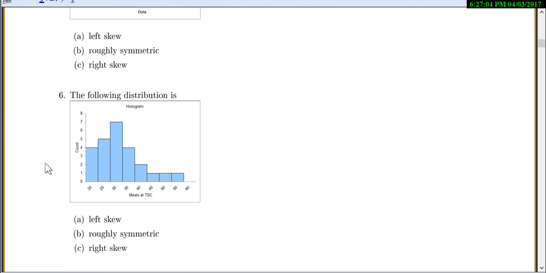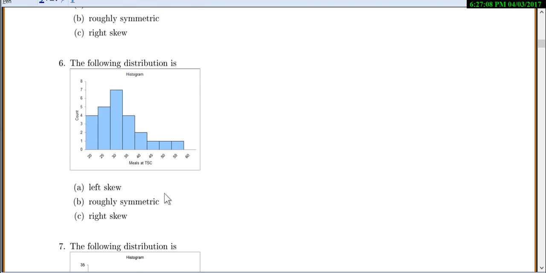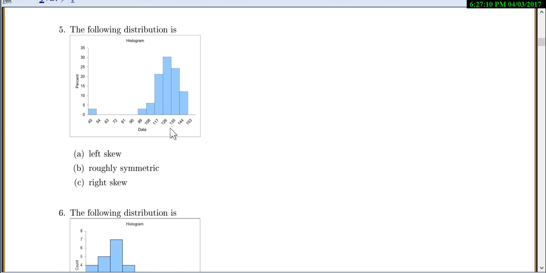If I was to look at this distribution right here, number 6, actually, let's not do number 6, let's do number 5. What does this one look like? If I was to sketch it like this, it would seem to have a long left tail, or at least that one way over there is giving the long left tail. So I would say this one is left skewed.